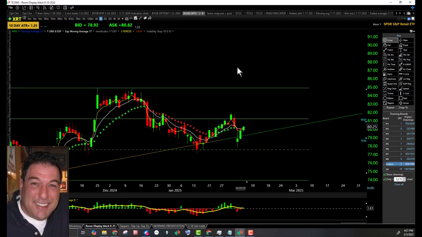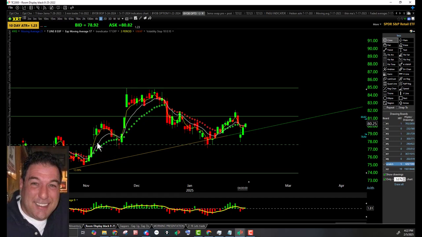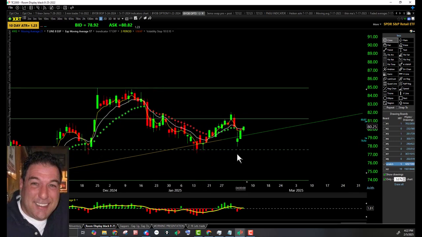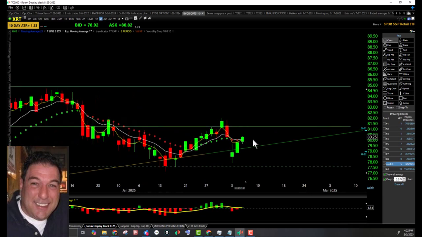XRT, this is our retail sector. If they take out this low, actually they're still in an uptrend because they haven't broken any lows. All right, they didn't break this low, and they didn't break this low, so they're still in an uptrend. But they got a habit of going up and giving it up. You can see right here. Price action, looking for price to make a higher low and a higher high. I think they can get that done. We'll see what happens here.